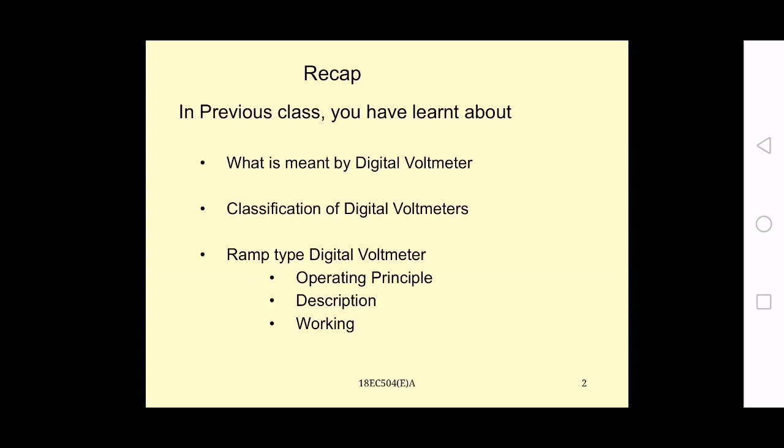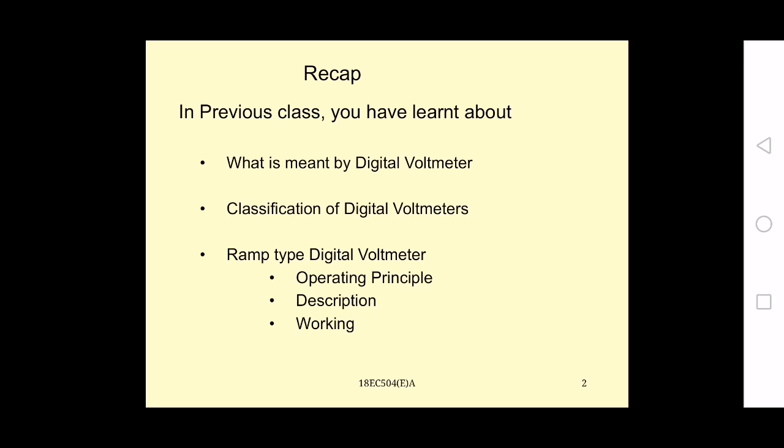So in the previous class we have learned what is meant by digital meters, classifications of digital meters, digital voltmeters, that is DVMs, and the principle and working of ramp type digital voltmeter. So what is meant by digital voltmeter? It is a versatile and popular instrument used to measure voltage digitally, where we convert the real world analog voltage into digital voltage, which we measure through these digital voltmeters.